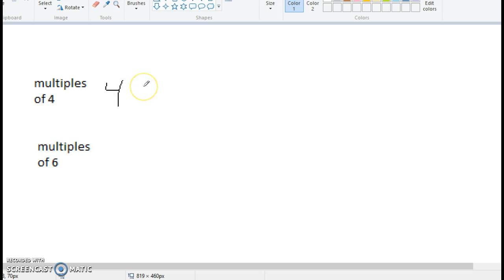If we multiply 4 by 2, we get 8. And then if we keep going, we could have 12, 16, 20, and 24.